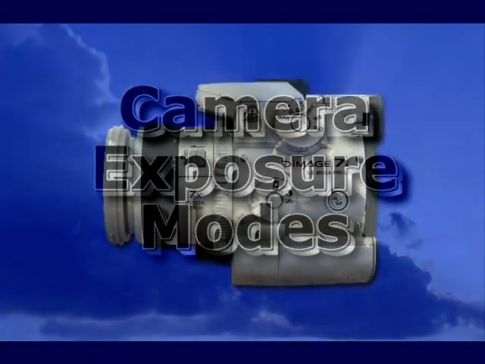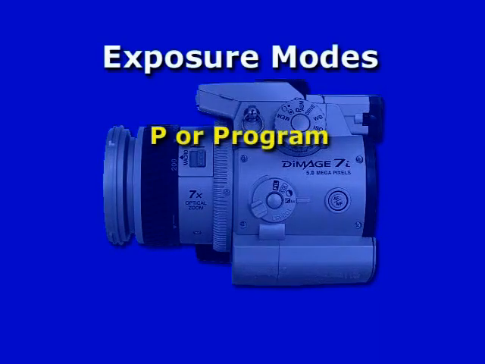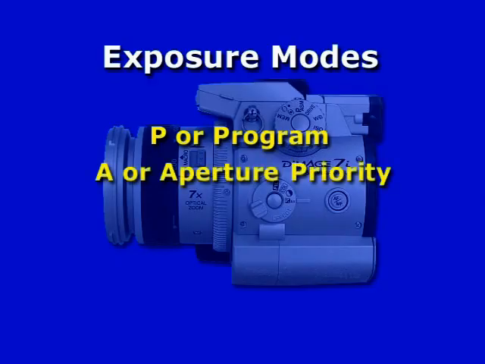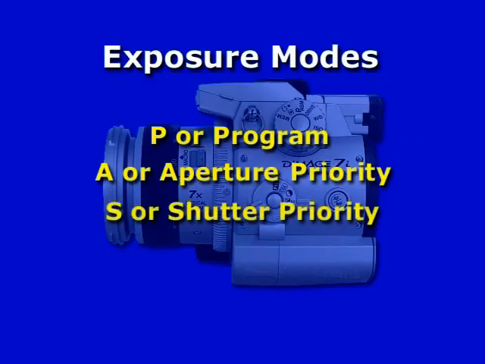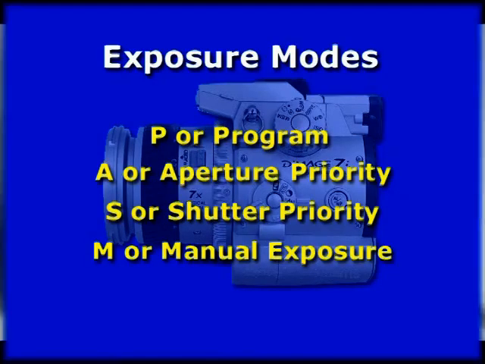Most digital cameras have 4 basic recording or exposure modes. These modes are P or program, where the camera controls both the shutter speeds and the aperture settings. A or aperture priority, where the photographer selects the f-stop and the camera selects the correct shutter speed. S or shutter priority, where the photographer selects the shutter speed and the camera selects the correct aperture setting. M or manual exposure, where the photographer selects both the f-stop and the shutter speed.